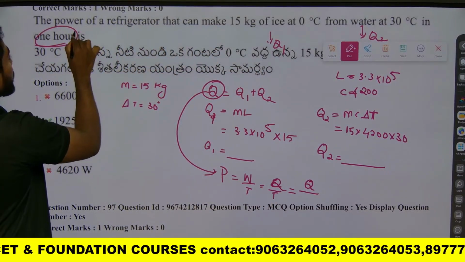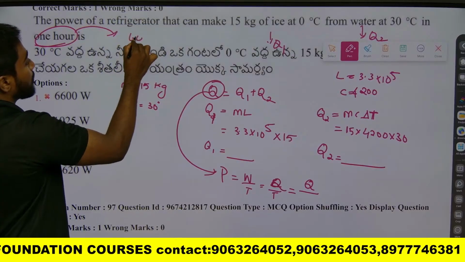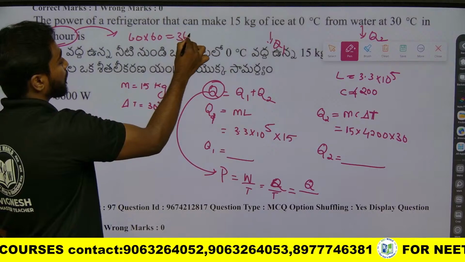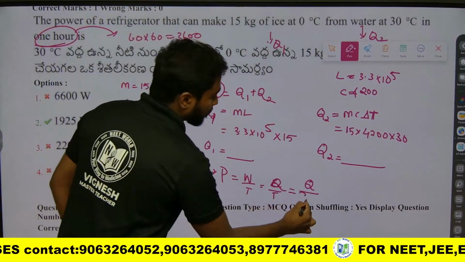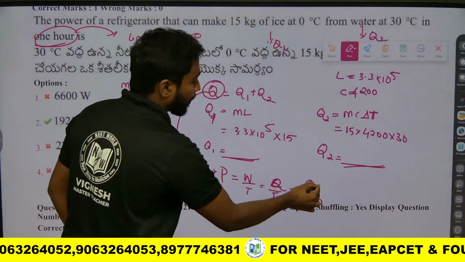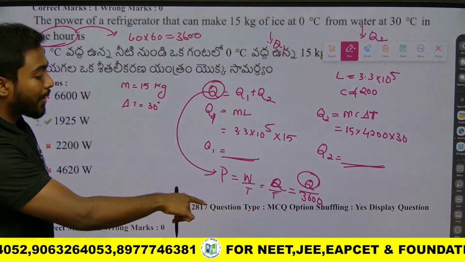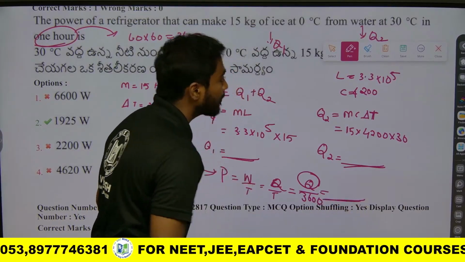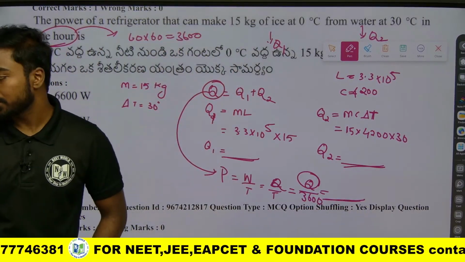1 hour should be considered as 60 minutes and 1 minute is equal to 60 seconds, no? 60 into 60, which is nothing but 3600. So divide by 3600. So calculate Q1, Q2, add them, you will get Q. So Q by 3600, you will get the power. This is the answer for the given question. This is how we will do the question.